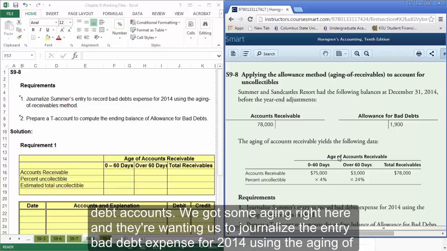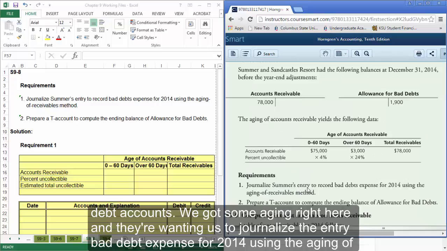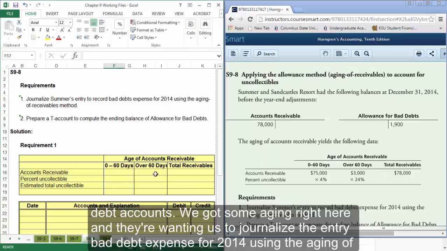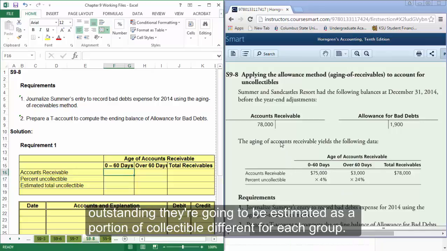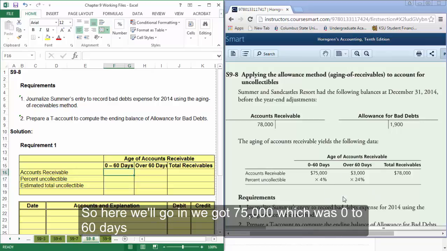We got some aging right here, and they're wanting us to journalize the entry to record bad debt expense for 2014 using the aging of receivables method. So remember, we're going to estimate that a portion of each of these, depending on the group, how many days they're outstanding, is going to be estimated as a portion uncollectible, different for each group.